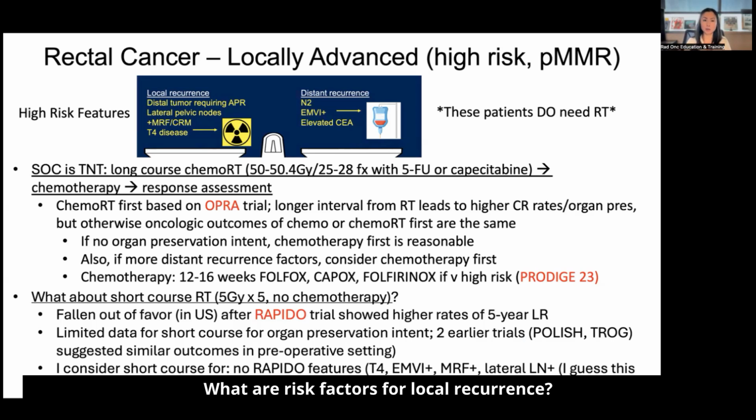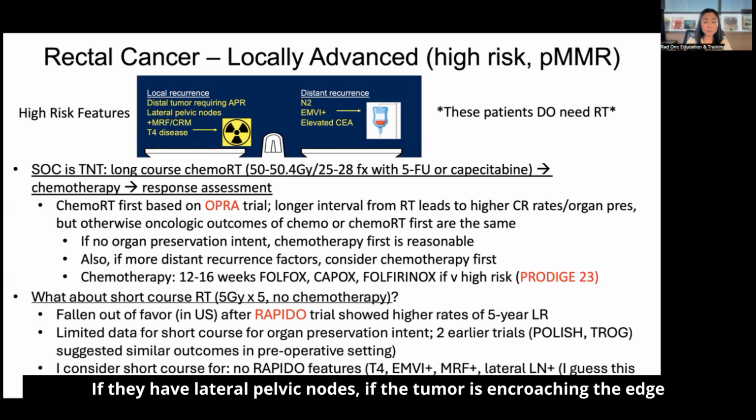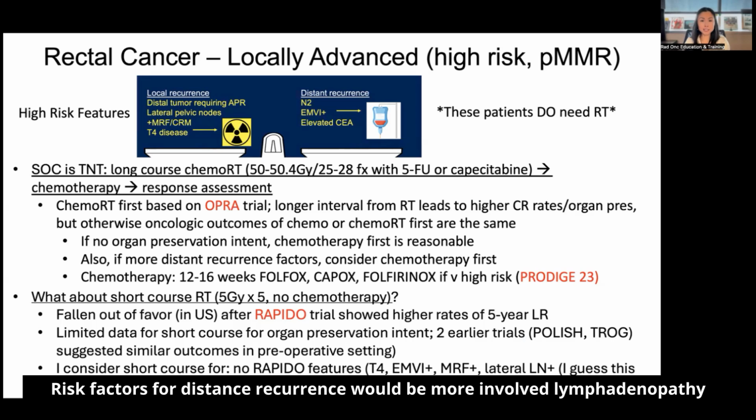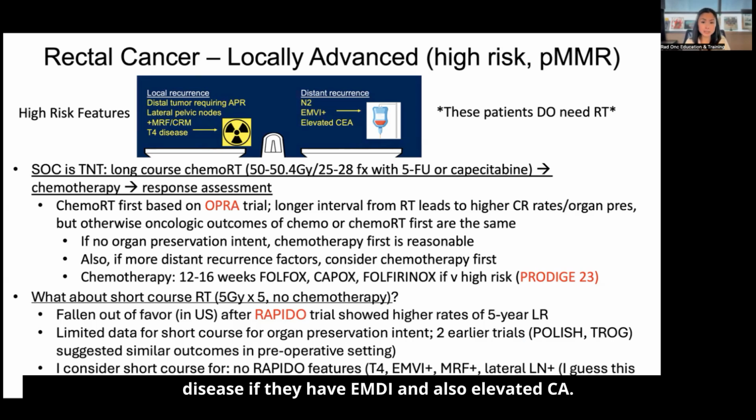So what are risk factors for local recurrence? These are distal tumors requiring APR, if they have lateral pelvic nodes, if the tumor is encroaching the edge of the mesorectal fascia, and if they have T4 disease. Risk factors for distant recurrence would be more involved lymphadenopathy and N2 disease, if they have EMVI, and also elevated CEA.